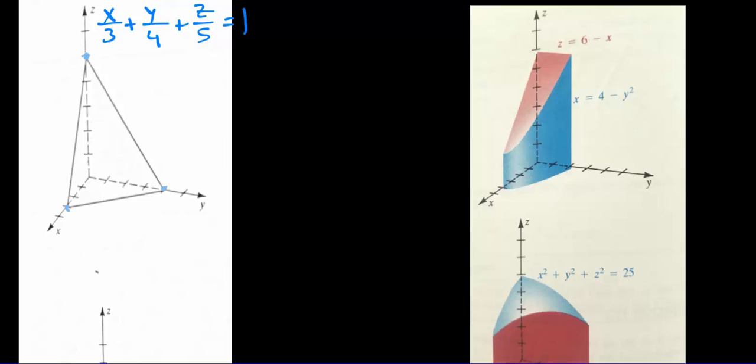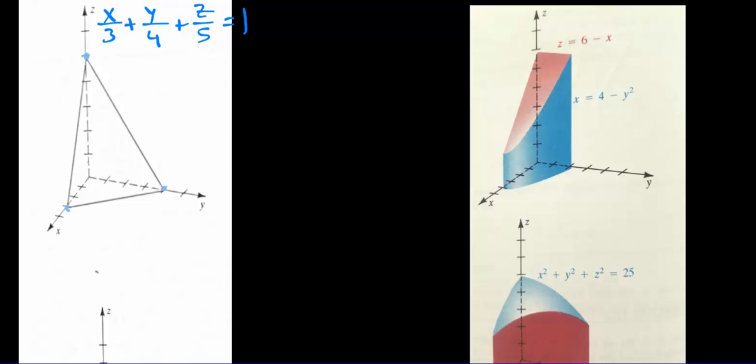See, you got x over 3 equals 1. If you want to get the y-intercept, find where it crosses the y-axis, just let x and z be 0, and you get y over 4 equals 1, or y equals 4. So this is a really quick way that you can get an equation for a plane like that.